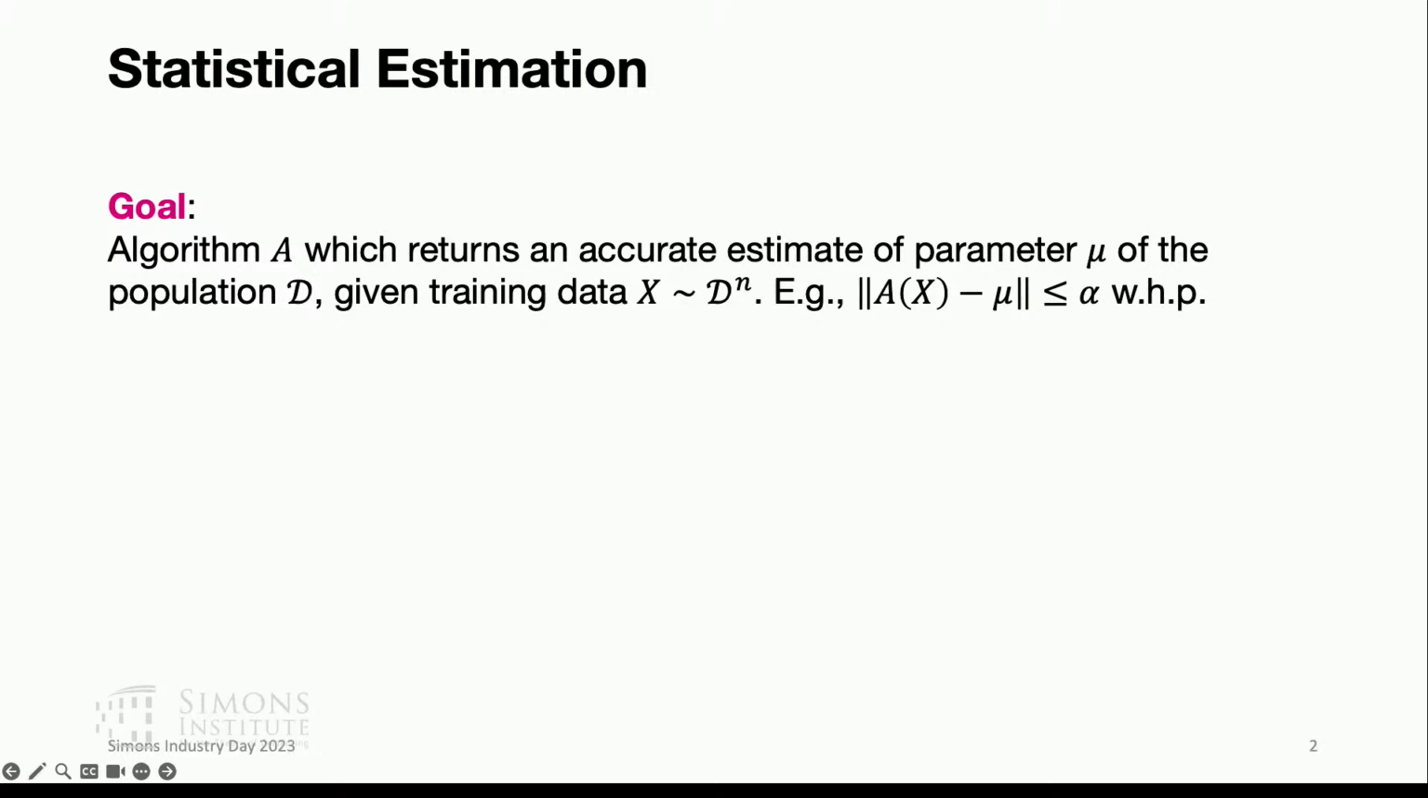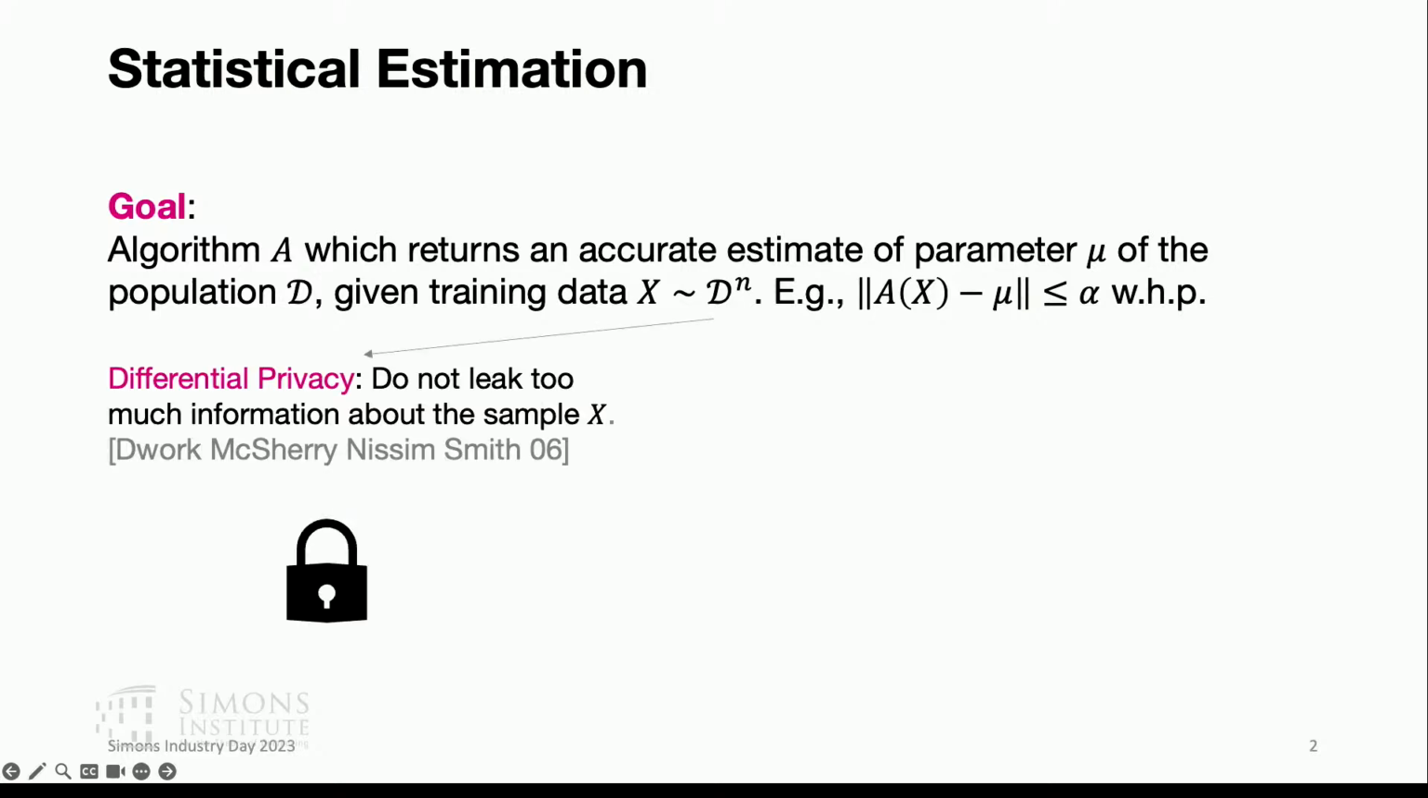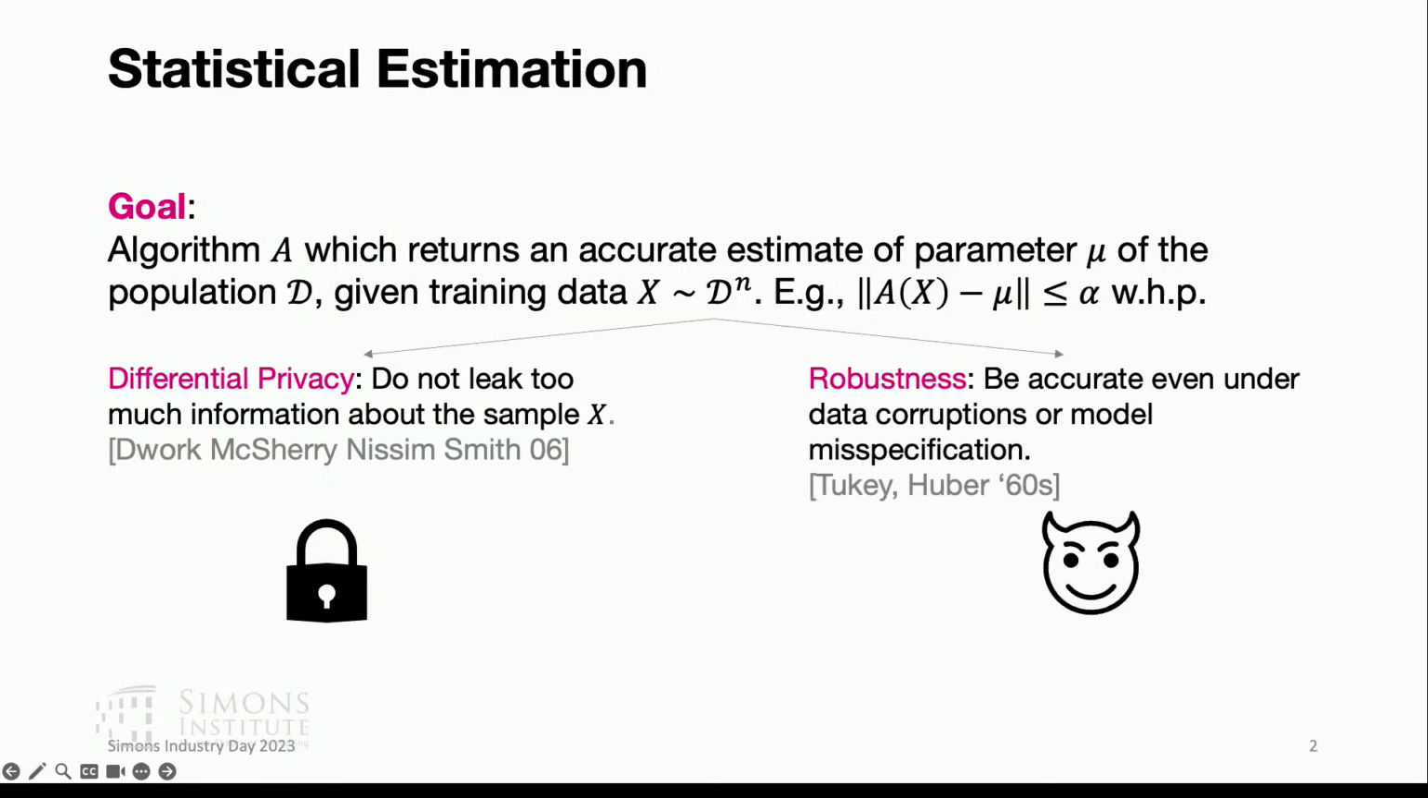Two very common desiderata of machine learning algorithms are differential privacy, which says that in the process, I shouldn't leak too much information about the training dataset X, and robustness to data corruptions, which says that even if someone corrupts a part of my dataset, the output should still be somewhat accurate.